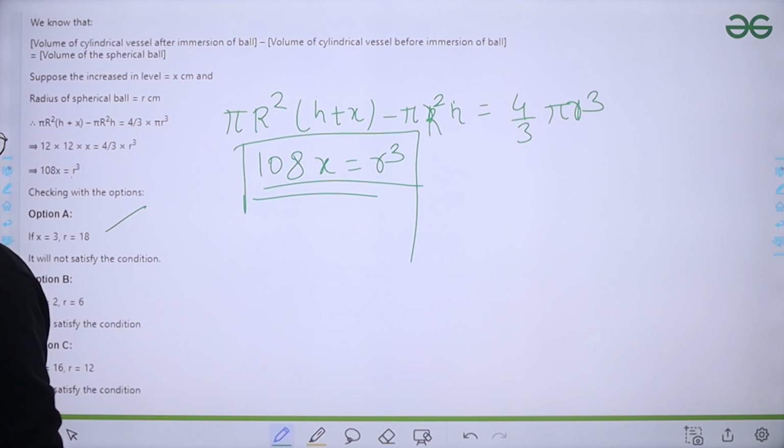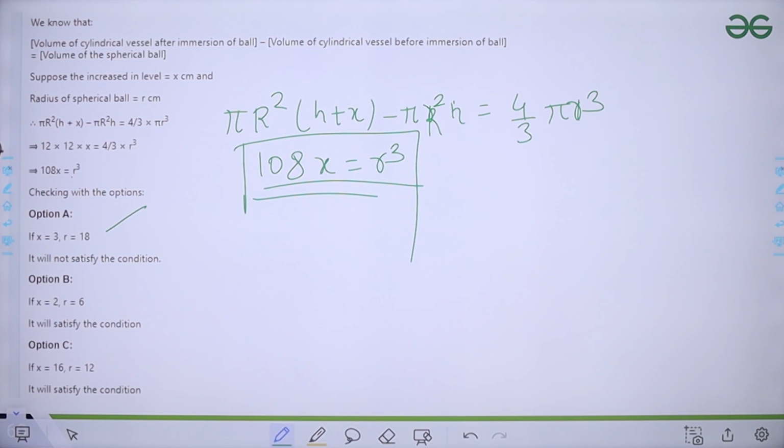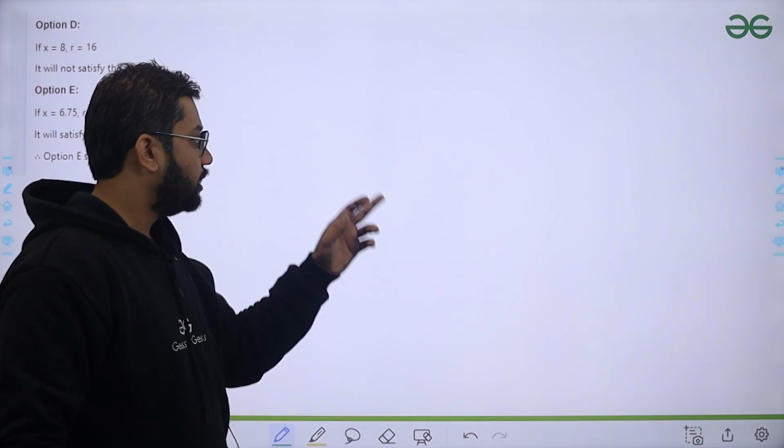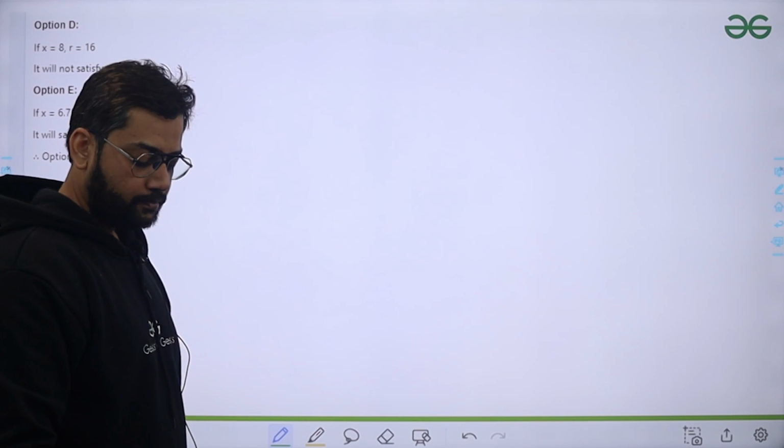ओके, ऑप्शन 1 इज नॉट सेटिस्फाइंग, ऑप्शन 2 इज सेटिस्फाइंग, ऑप्शन 3 इज सेटिस्फाइंग, ऑप्शन 4 इज नॉट, ऑप्शन 5 इज सेटिस्फाइंग. ठीक है, सो आप इसको चेक कर सकते हो. द क्वेश्चन वाज ओनली टिल हियर ओनली, उसके बाद तो कैलकुलेशन है.